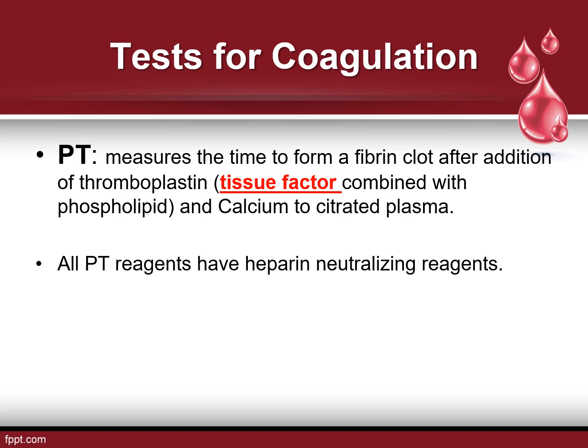Prothrombin time or PT is a blood test that measures how long it takes blood to clot, or you can say the time to form a fibrin clot after addition of thromboplastin, a tissue factor combined with phospholipid and calcium to citrated plasma.